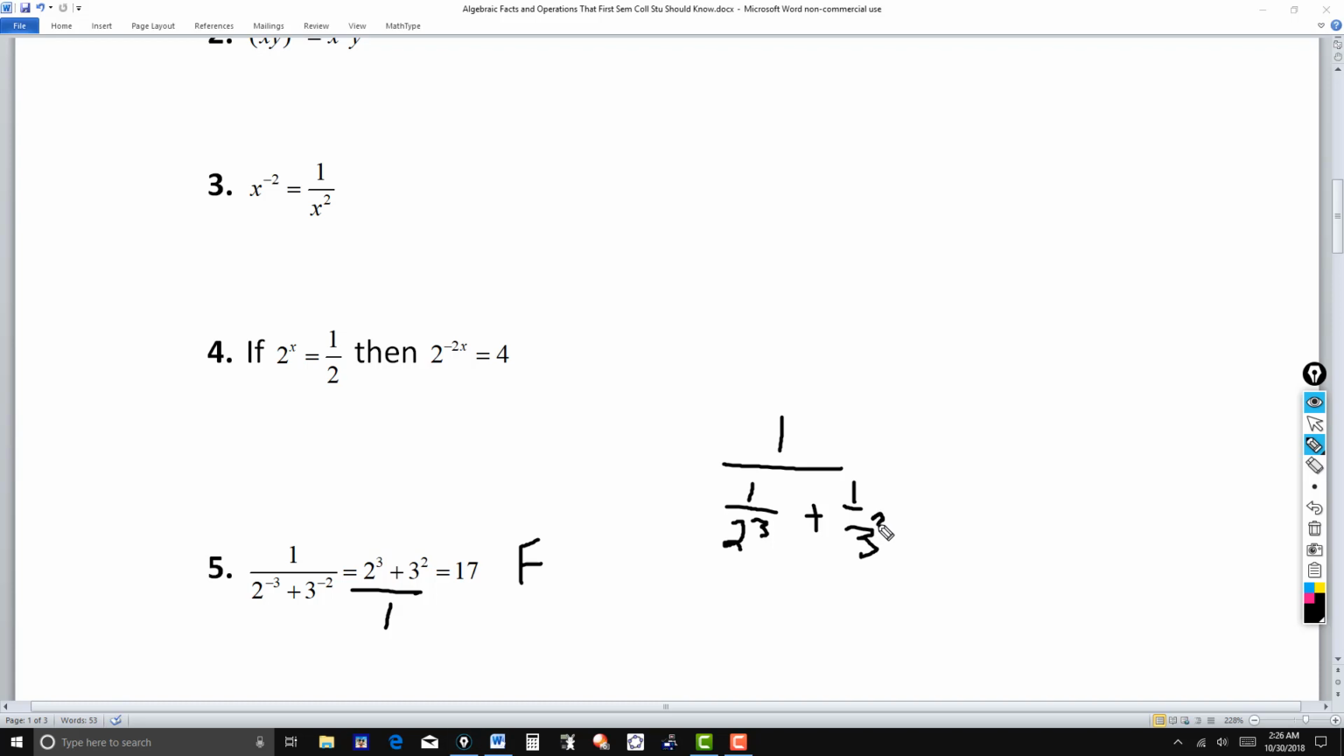So then this can be written as 1 over, and then this is going to be 1 over 8. 2 to the third. And then the other one is going to be 3 squared there, and then 1 on top, so it's 1/9. And then we multiply by the LCD here. I'm just going to say it's 8 times 9. And then multiply the top by 8 times 9.